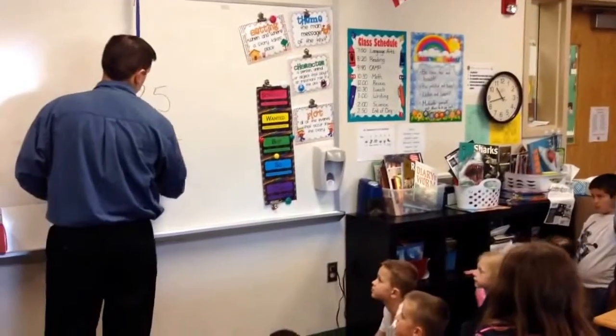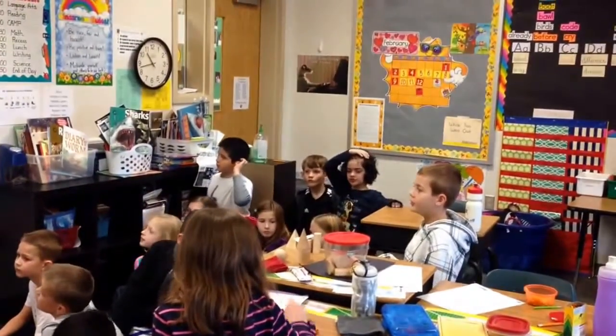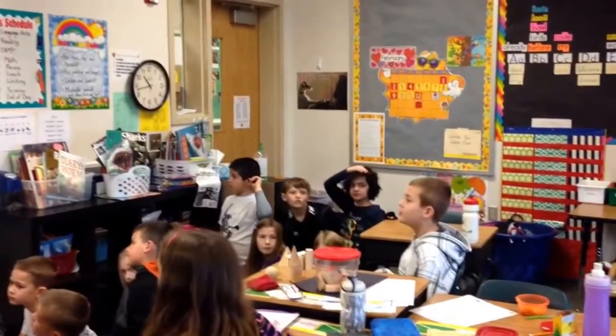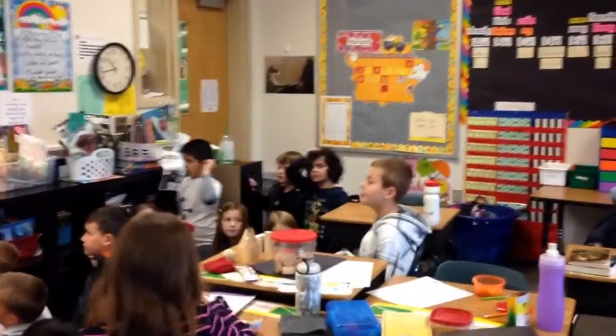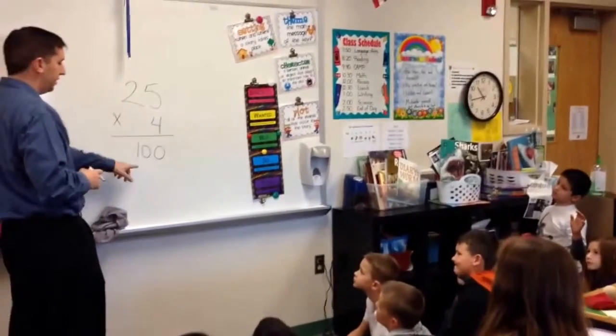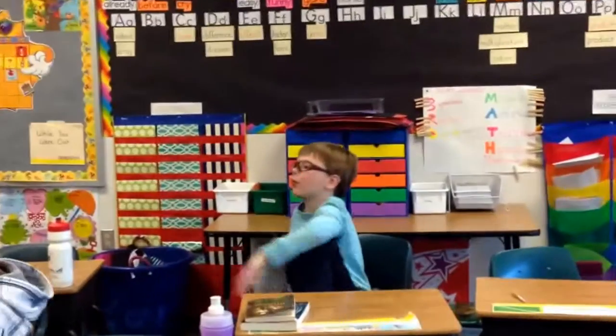Because 4 quarters equals 100, a dollar. Where did you get quarters? Each quarter costs 25, and there's 4 quarters. So you thought of 25 as a quarter, and you thought 4 quarters equals $1, which is equal to 100 cents. Another strategy, Aiden?